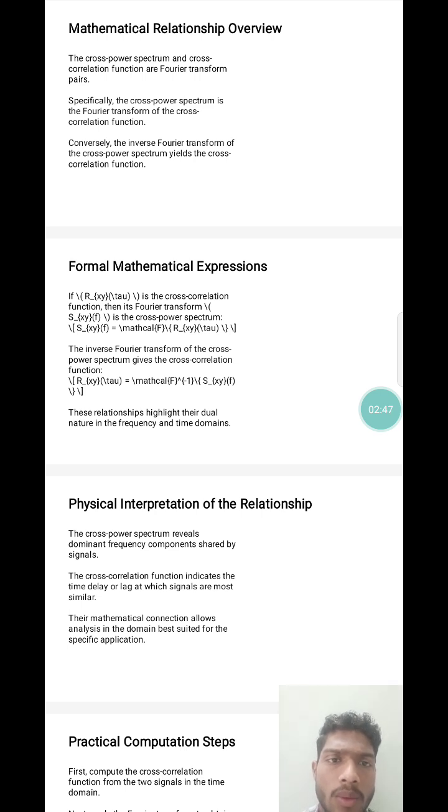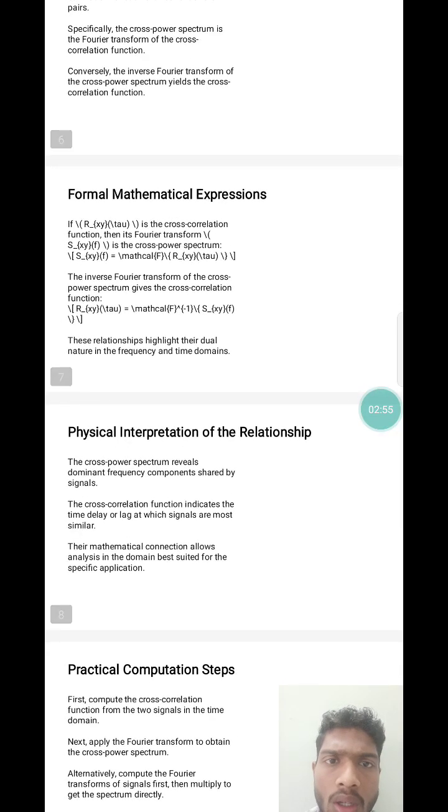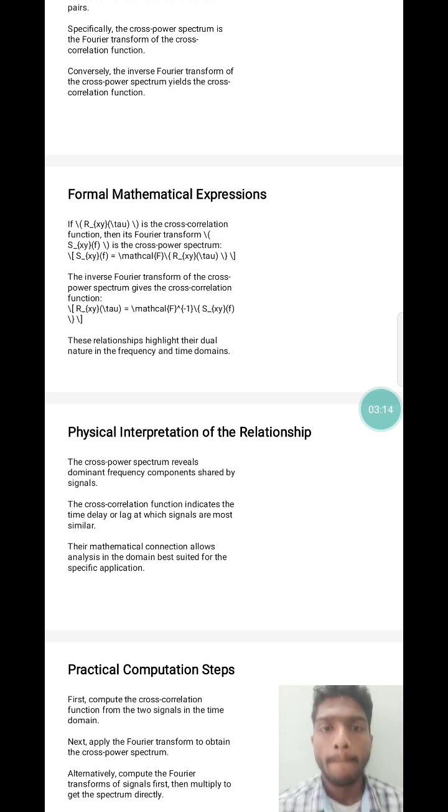Formula and mathematical expressions. If R_xy(tau) is the cross correlation function, then its Fourier transform S_xy(omega) is the cross power spectrum. The inverse Fourier transform of the cross power spectrum gives the cross correlation function. The relationship highlights their dual nature in the frequency and time domains.